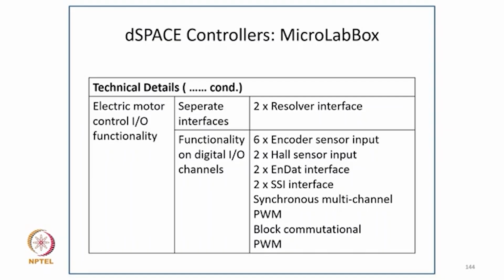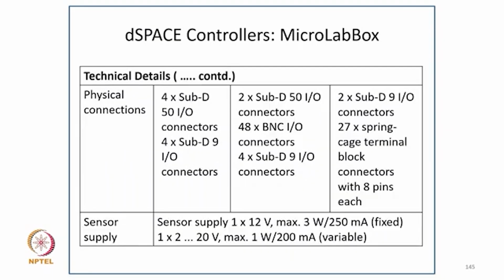So 6 encoder sensor inputs, 2 Hall sensor inputs, 2 and that interface, 2 SSI interface, synchronous multi-channel PWM, block communication, computational PWM. Physical connection: 4 into sub D50 input output connectors, 4 into sub D9 input output connectors, and 2 into sub D50 connectors, and 48 BNC input output connections, 4 sub D9 input connectors, and 2 sub input connectors, 27 spring cage box connector with the input output pole. Sensor supply: 1 into 12 volt, maximum 3 watt 250 milliampere fixed, and 1 into 20 volt, maximum 1 watt 200 milliampere available.